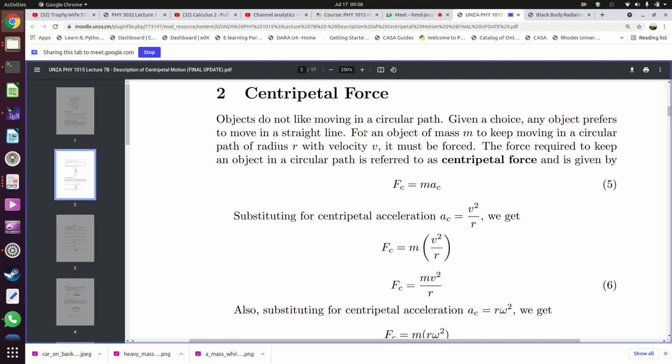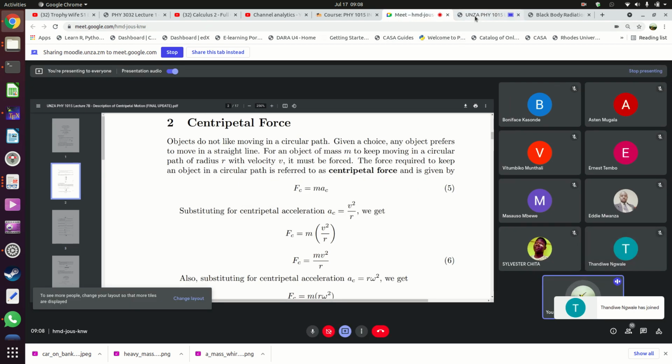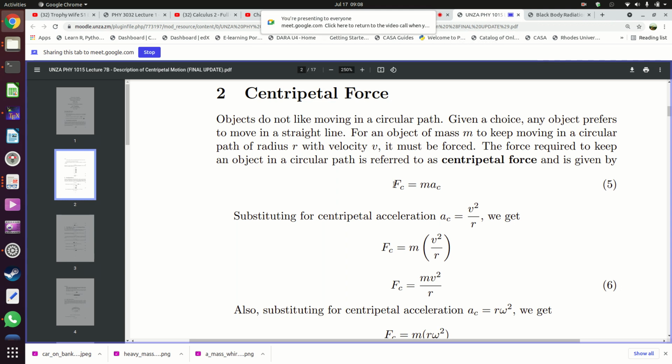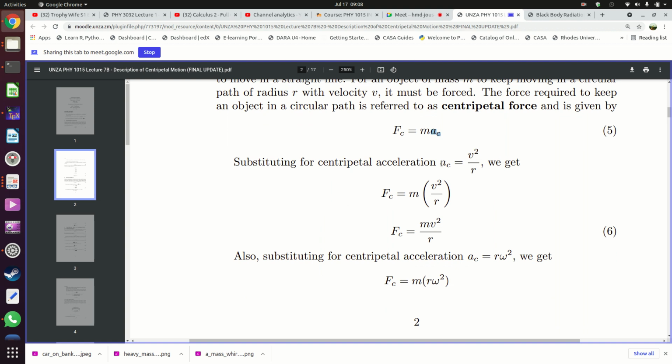And centripetal force, according to Newton's second law of motion, F equals ma. Since we know the acceleration, we also know the mass. The centripetal force is going to be given by Fc equals the mass of that particular object multiplied by the acceleration AC. In the case where our centripetal acceleration AC equals v squared over r, you substitute for v squared divided by r, and you end up having the centripetal force Fc equals the mass times the velocity squared divided by r.